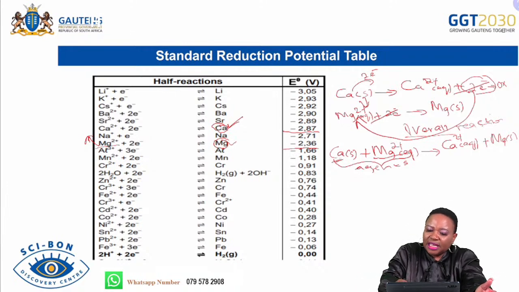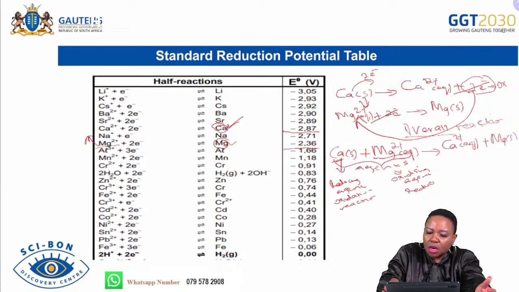So our reactants now: calcium is going to be our reducing agent. And what type of reaction will it undergo? It will undergo an oxidation reaction. Our magnesium ion is our oxidizing agent, as we have identified on the table. And it will undergo what? A reduction reaction.